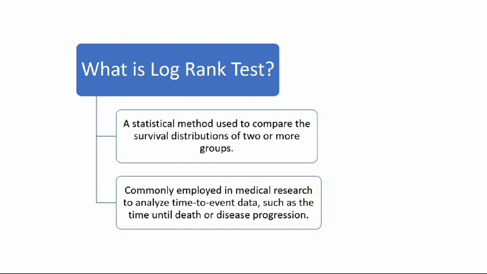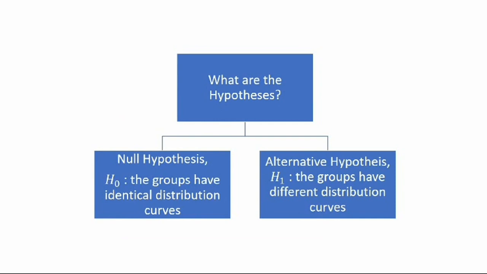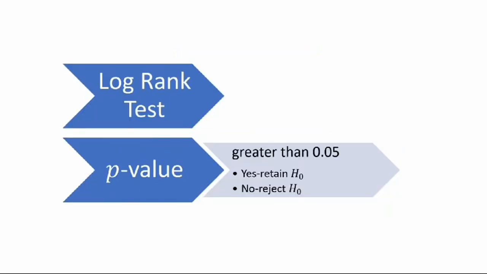Now let us see what hypotheses we consider here. As the null hypothesis, we consider that the groups have identical distribution curves, versus the alternative hypothesis that the groups have different distribution curves. Now, how to interpret a log rank test? Here we will have a p-value, and if the p-value is greater than 0.05, we retain the null hypothesis, whereas we reject the null hypothesis if it is less than 0.05.